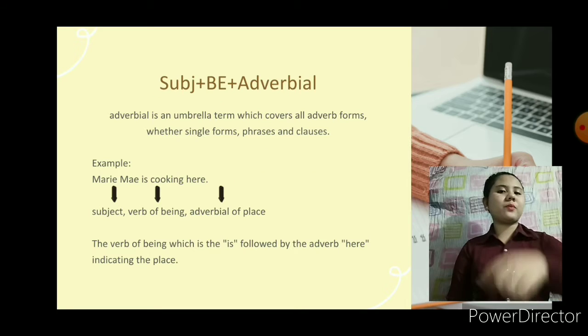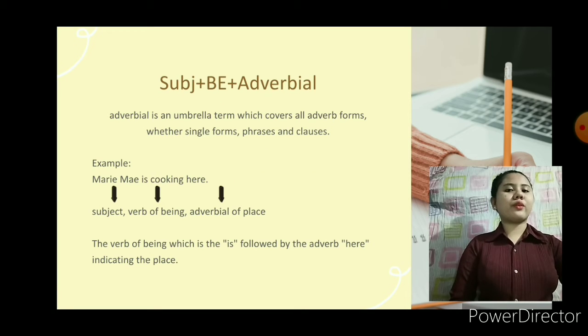Our report is all about sentence patterns. The first sentence pattern is subject plus verb of being plus adverbial. Let us define what is verb of being and adverbial. Verb of being shows a state of existence, for example, was, is, has been, will, etc. While the adverbial is an umbrella term that covers all adverb forms, whether single forms, phrases, or clauses.